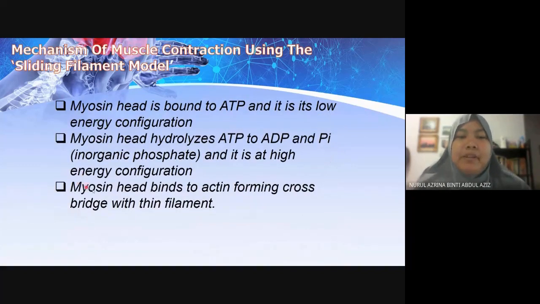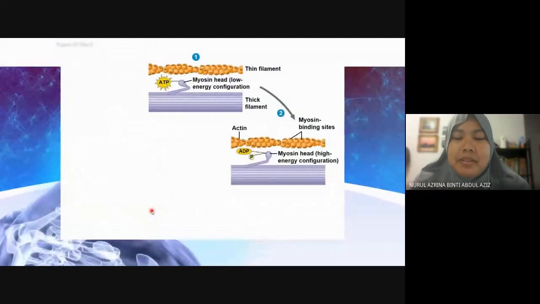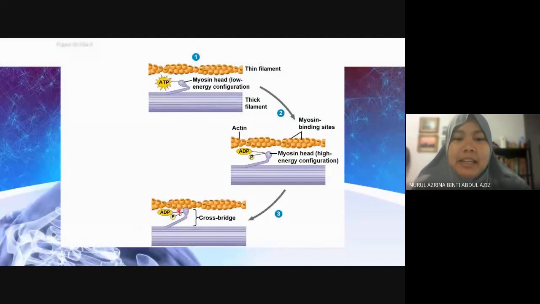Okay, what happened to the myosin head as it is at high energy configuration? The myosin head binds to the actin protein, forming a cross bridge with the thin filament. So the myosin head binds to the actin filament, forming a cross bridge. Okay, apa jadi? Okay, you can see. Nampak tadi? Right? So the myosin head tadi ni forming a cross bridge, binding to the actin protein.